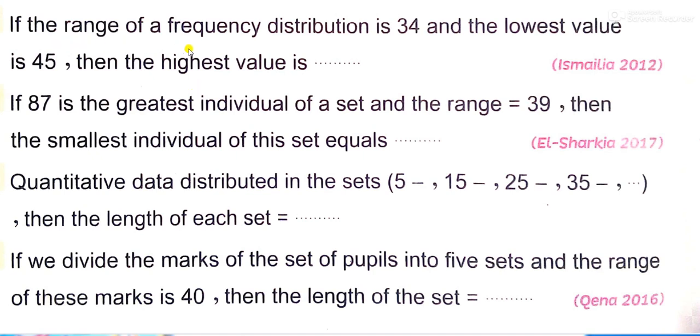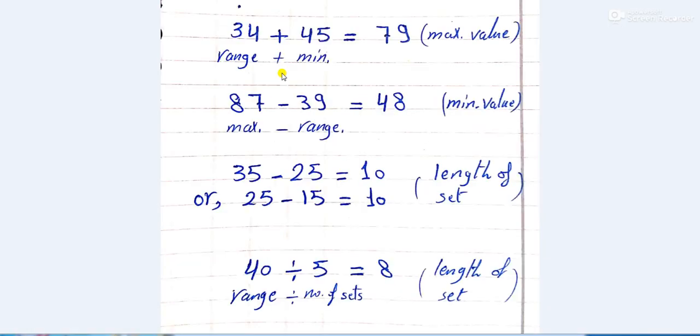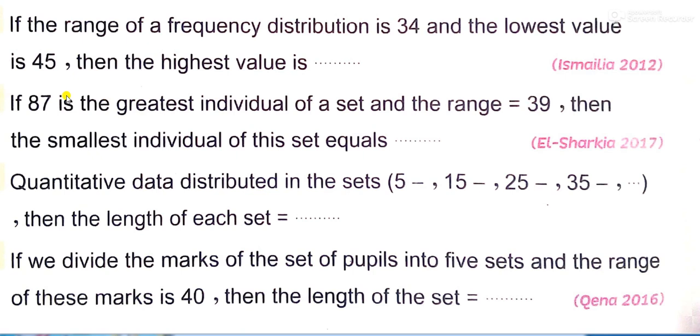If the range of a frequency distribution is 34, and the lowest value, which is the minimum, is 45, then the highest value is asked. So we have to add the range and the lowest value. It will be 34 plus 45 equals 79. If you ask about the maximum value, we do addition between the range and the minimum.